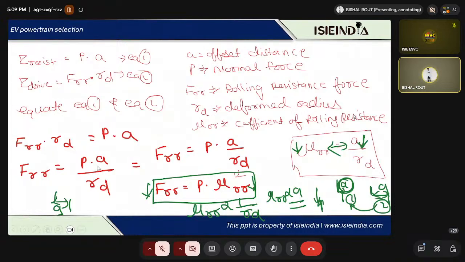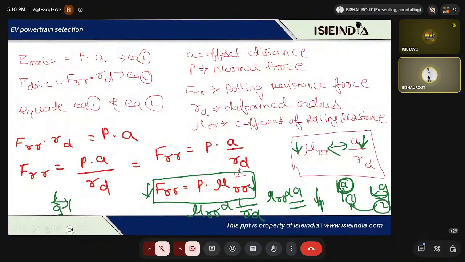Basically, rolling resistance is calculated by this formula: P into A upon RD. P is the load in the middle, which is given by mg. A is nothing but X, the shift in the radius, which is an offset distance. And RD is the deflated radius of the wheel. So if you calculate this, FRR is equal to P into mu RR, where A upon RD is nothing but mu RR only.